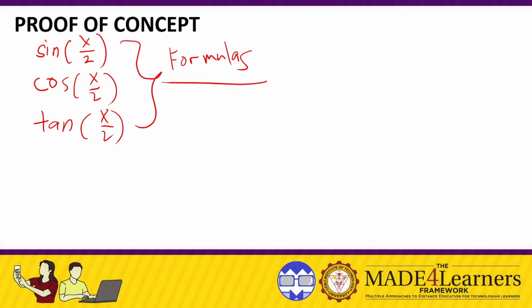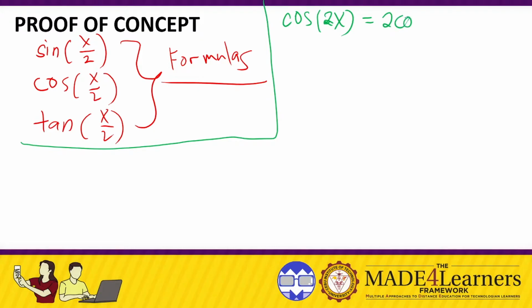To understand, we're going to make use of our knowledge of the double angle identities. To find the half angle formulas, we're going to use the double angle formulas. So where and how? We'll start with cosine 2x. If we try to remember, we have cosine 2x equals 2 cos squared x minus 1.